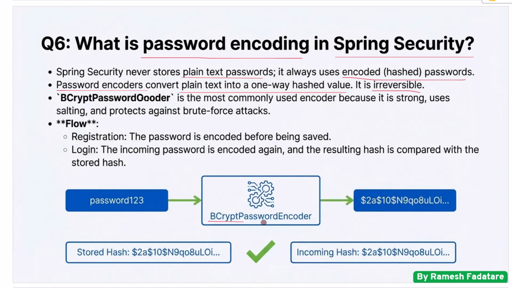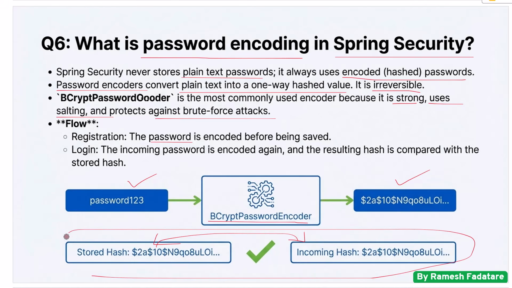The BCryptPasswordEncoder is the most commonly used encoder. It is strong, uses salting, and protects against brute force attacks. During registration, you encode the password. During login, Spring Security takes the incoming password, encodes it again, and compares the hash with the stored hash. If the values match, the authentication is successful.